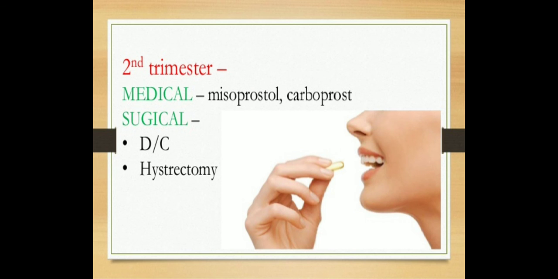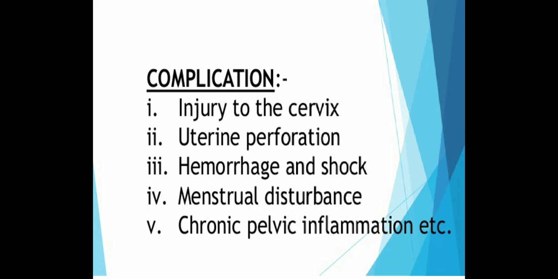In the second trimester, which means from the 4th month to completion of 6 months of pregnancy, the medical methods are misoprostol and carboprost, and surgical methods are dilatation and curettage and hysterectomy, that means complete removal of the uterus. So the complications of spontaneous abortion are injury to the cervix, uterine perforation, hemorrhage and shock, menstrual disturbance, and chronic pelvic inflammation.